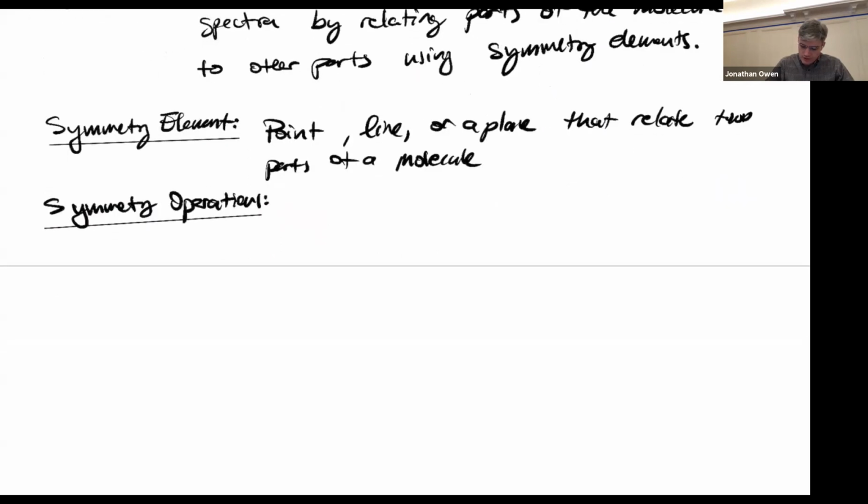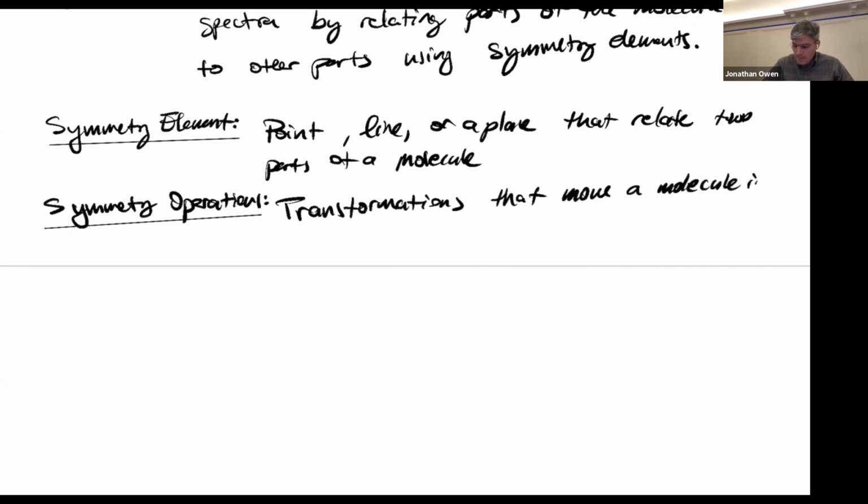Symmetry operations are transformations that move things into a new orientation. But importantly, it has to be an orientation that is equivalent to its original one.